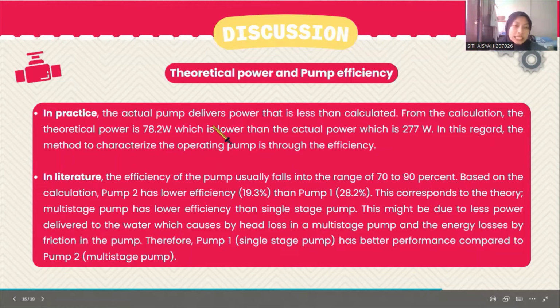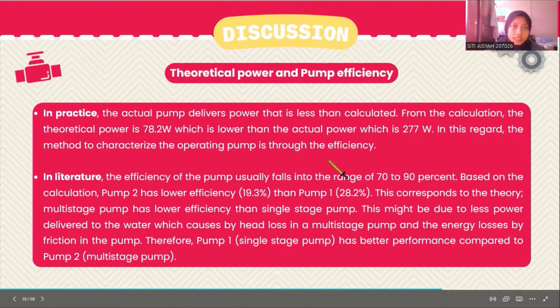In practice, the actual pump delivers power that is less than calculated. From the calculation, the theoretical power is 78.2 watt, which is lower than the actual power, 277 watt. In this regard, a method to characterize the operating pump is through the efficiency. In literature, the efficiency of the pump usually falls into the range of 70 to 90%.